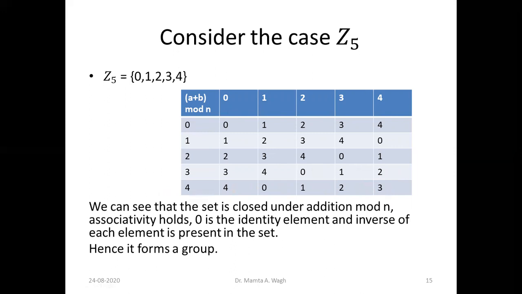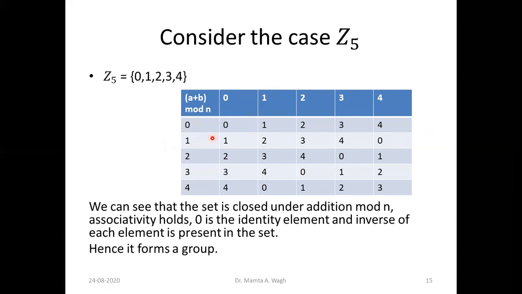And next, associativity will also be satisfied here because these are integers, including 0 also. So here you can easily satisfy the associativity. Then identity, 0 is working as the identity element. Adding 0 with any other element is giving the same element. And then inverse you can check from the table only.